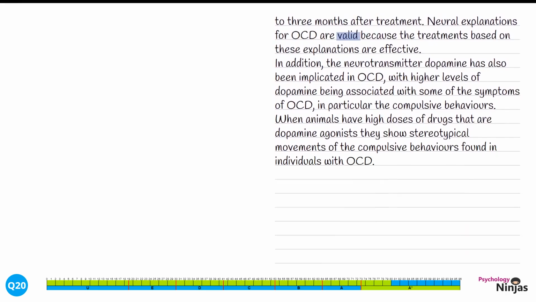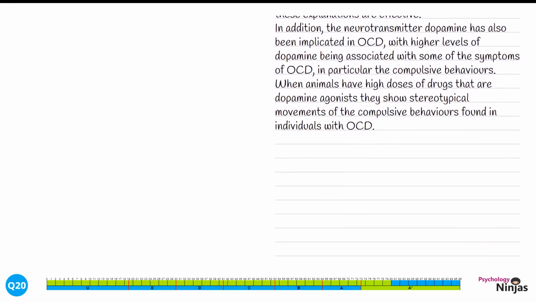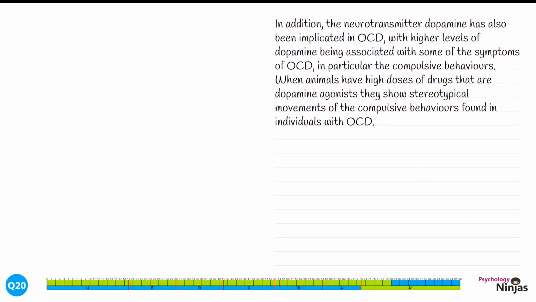In addition, the neurotransmitter dopamine has also been implicated in OCD, with higher levels of dopamine being associated with some of the symptoms of OCD, in particular the compulsive behaviours. When animals have high doses of drugs that are dopamine agonists, they show stereotypical movements of the compulsive behaviours found in individuals with OCD. We've identified that it's higher levels of dopamine that are associated with OCD. Where we're talking about dopamine agonists, we're talking about drugs that increase the action and availability of dopamine in the synapse.